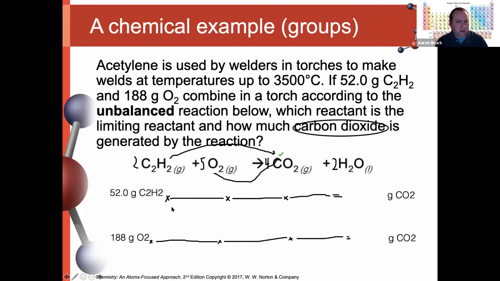So the first thing we need is the molar mass of acetylene. Molar mass of acetylene: 12.01 for the carbon times 2, 1.01 for the hydrogen times 2, 26.04 grams is the molar mass. So 26.04 grams of acetylene in every mole of acetylene. Now we want to use our balanced chemical equation.